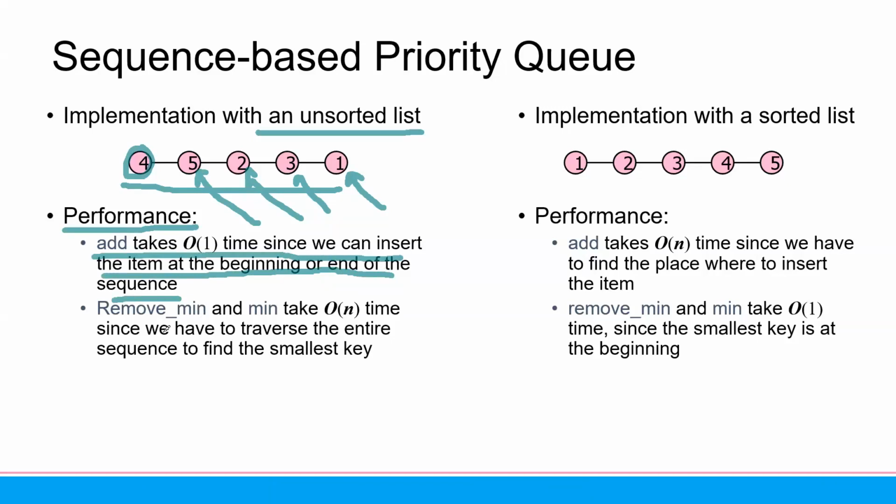However, you know that in the priority queue we need to remove the minimum. After we have 4, 5, 2, 3, 1, if I want to remove the minimum, I need to find the minimum first. If I insert with the unsorted list, after I find the minimum, then I can remove it. So in the worst case, finding the minimum takes O(n) time, since we have to traverse the entire sequence to find the smallest key.